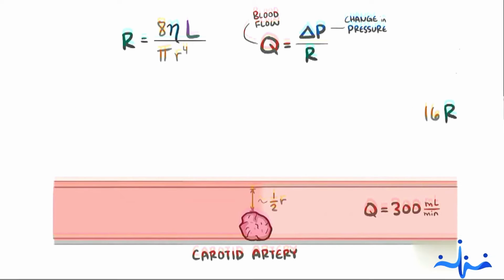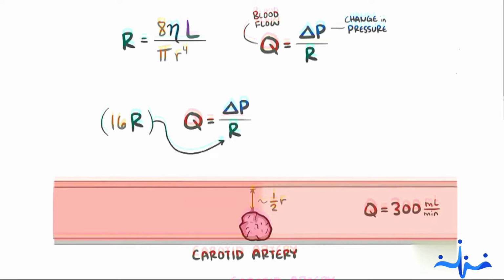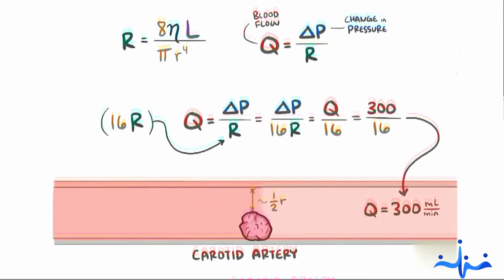Assuming that blood pressure doesn't change right away, subbing in this new 16 times greater resistance, we see that the blood flow drops by 16 times, from 300 milliliters per minute to 300 over 16, which is equal to 19 milliliters per minute, which is a huge drop for just halving the radius.